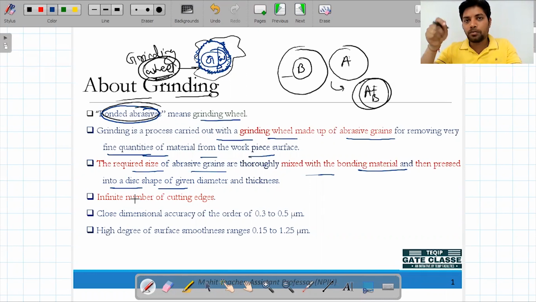In the drilling operation, both the edges come in contact with the workpiece, so that is removing the material. In milling, all the surfaces come in contact with the material for its removal. But here also, whatever thickness you have chosen, if this is the grinding wheel and you see it from the front side, in side view it will look rectangular only.